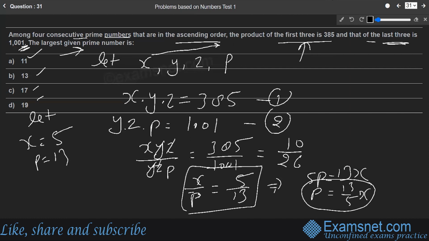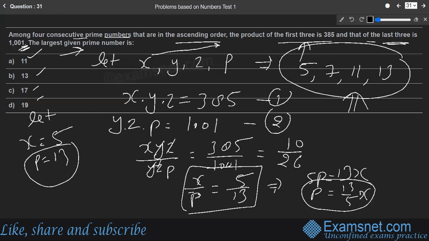Okay, we have to assume this because the options are given, so we can take them. If the p value is coming as 13, that is the largest number, then the x value is coming as 5. So let us try whether we can make four prime numbers starting from 5 where the largest is becoming 13. 5 is the first number, 7 the next prime, 11 the next prime, and 13 the largest prime.